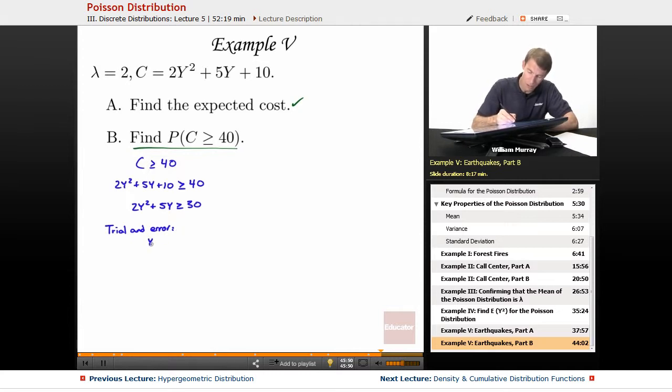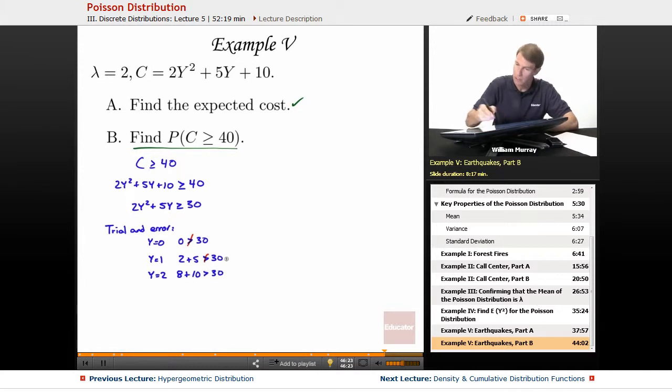If y equals 0, we'll get 2y squared plus 5y is 0, which is not greater than 30. That certainly does not work there. Let me try y is equal to 1. We'll get 2 plus 5. Is that greater than 30? No, that certainly is not. Let's try y is equal to 2. 2y squared is 2 times 4, so that's 8, plus 5y is 10. Is that greater than 30? No, that is not greater than 30, because that's 18.